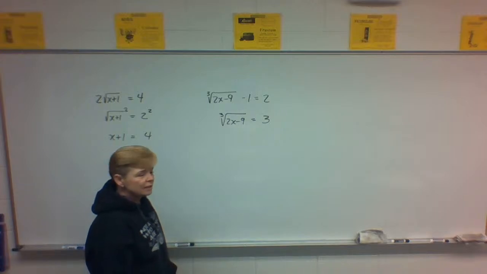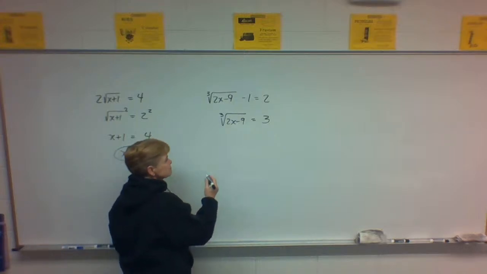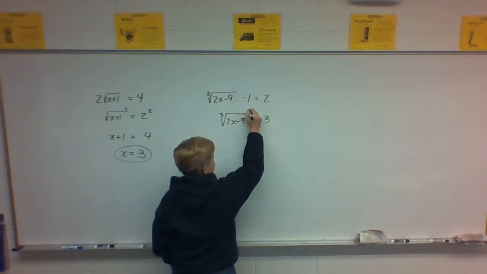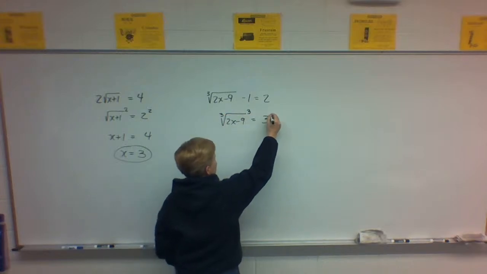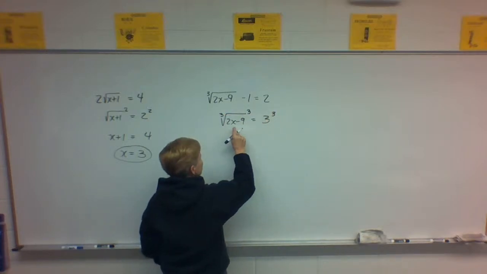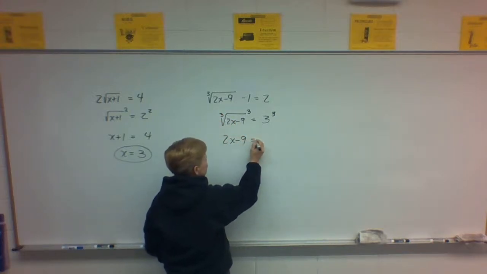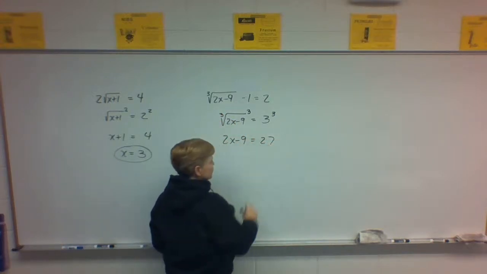Once it's been isolated, the next thing is to get rid of the radical. This time we will cube it, because the inverse of cube rooting is cubing. Cubing a cube root undoes it, so I must cube both sides because that's algebra. Keep things balanced. On this side, cubing undid that cube root, and I just end up with 2x minus 9. But on this side, I have 27.